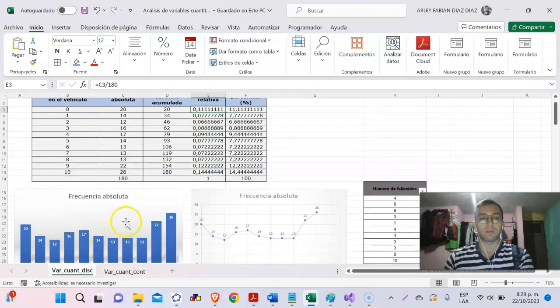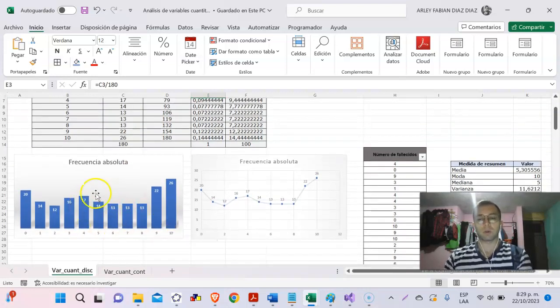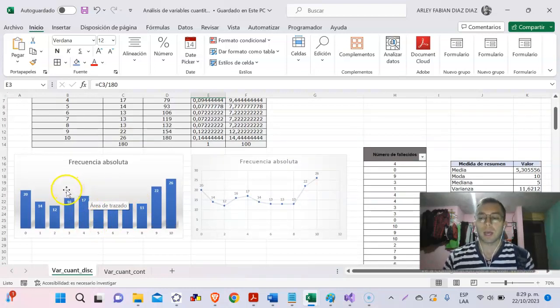Now we have illustrated our frequency chart, which displays our variable and the absolute frequency, which we use for visual analysis. In this case, the accidents with the lowest number of passengers in the vehicle were 2 people, while the highest number of passengers were 10 people.